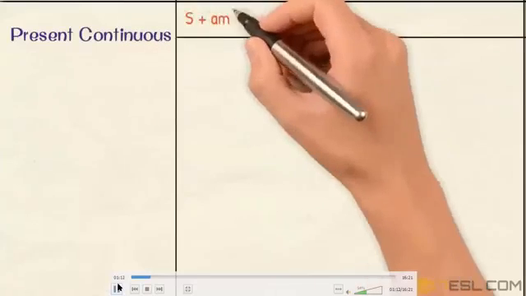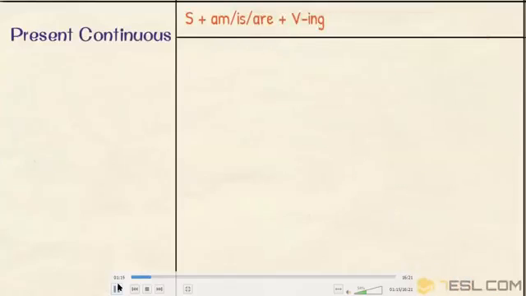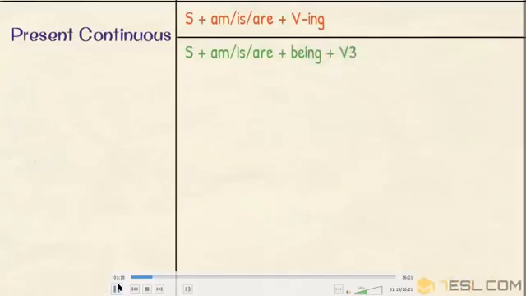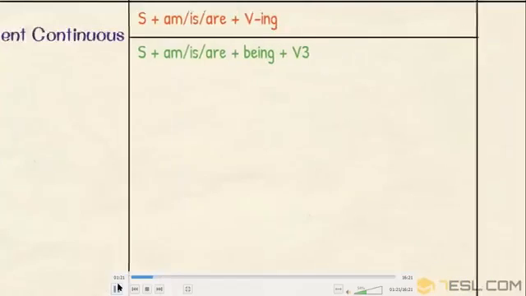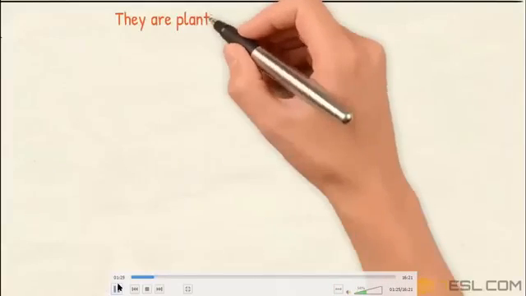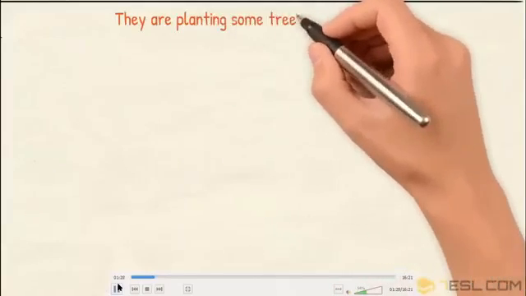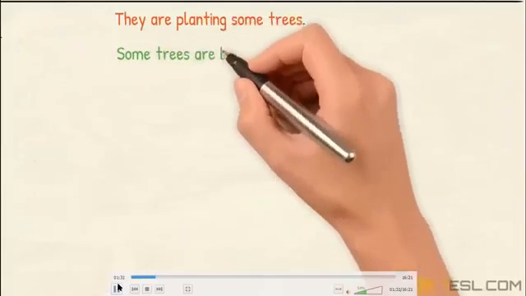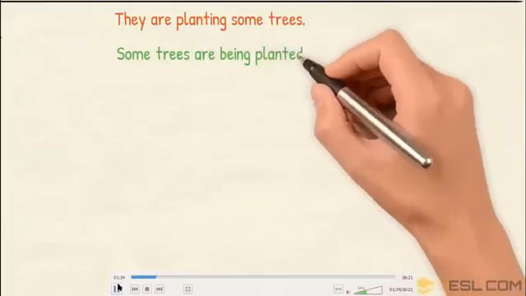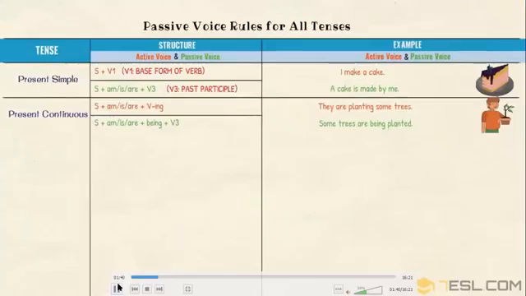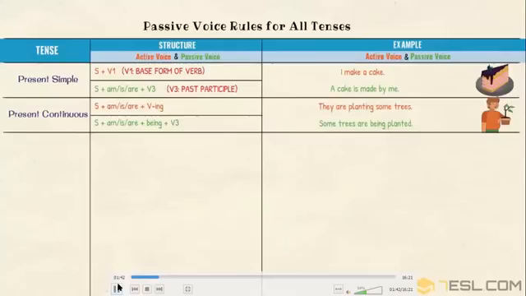Now, present continuous tense. That is subject plus am, is, are plus verb in ing form. Now, they are planting some trees. Some trees are being planted by them. This is present continuous tense.